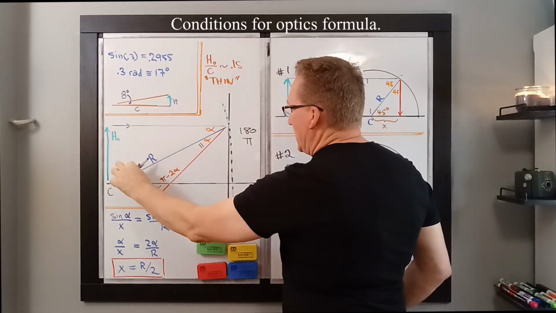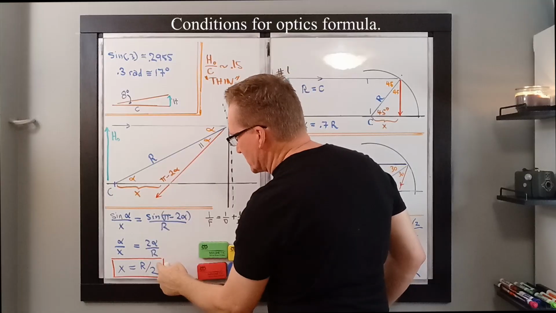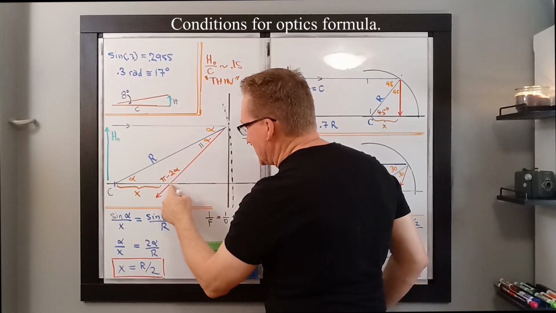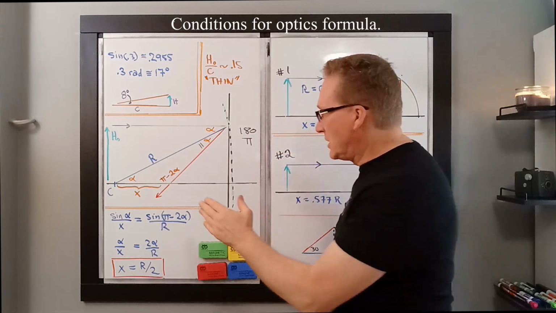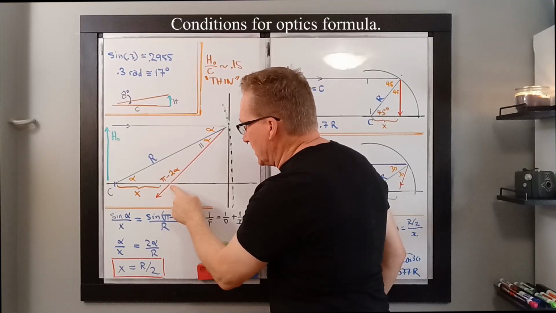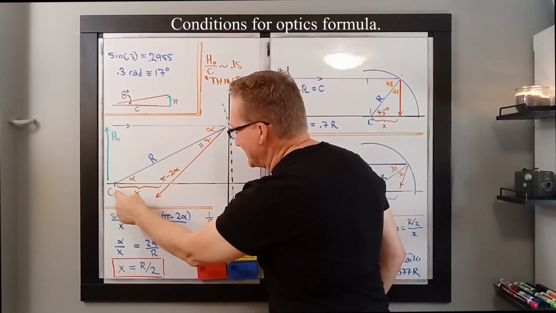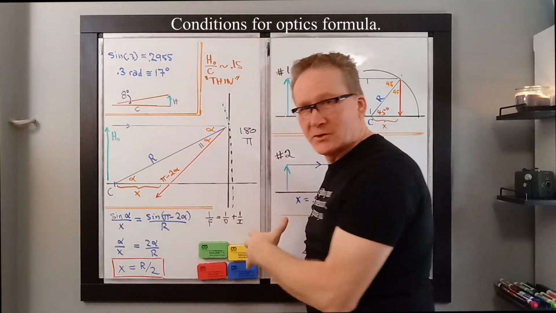R being the radius of curvature here, or the distance to the center. So this distance x here is r over 2, which means this distance here is also r over 2. That's the focal point. So I've just shown you how, if we have a small angle, the focal point is r over 2, or the distance c over 2, whichever one you want to call it, which is this distance here. That's going to be the focal point.